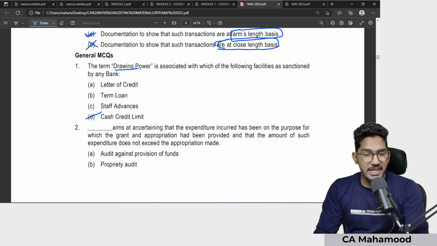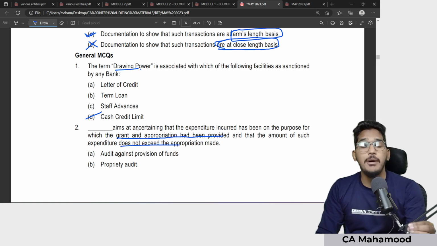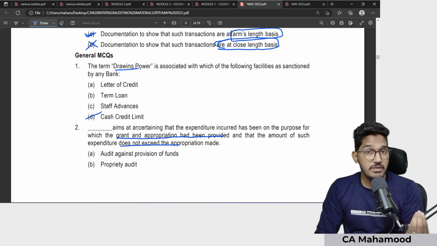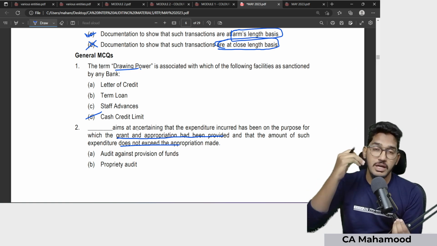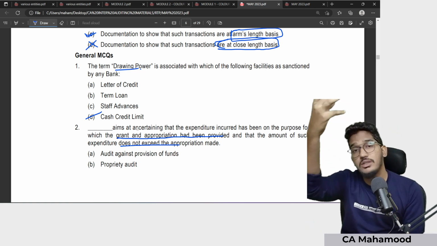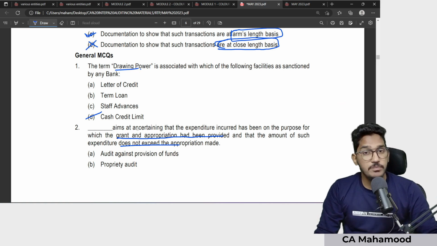Number 2. What aims at ascertaining that expenditure incurred has been on the purpose for which the grant and appropriation has been provided, and the total amount of expenditure does not exceed the appropriation made. Whatever expenditure has been made, that is within the amount provided for. The actual expenditure will not go beyond the amounts provided for. This aspect of government audit, what do we call it? Audit against the provision of funds, we call it.